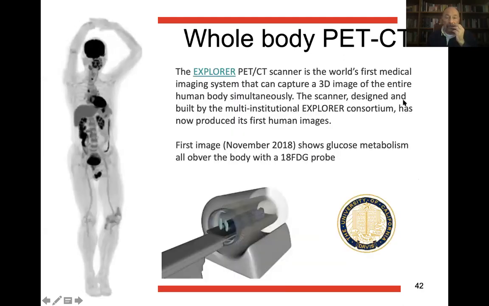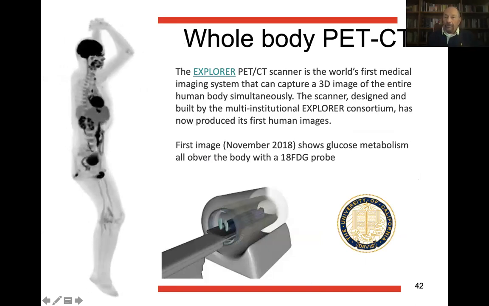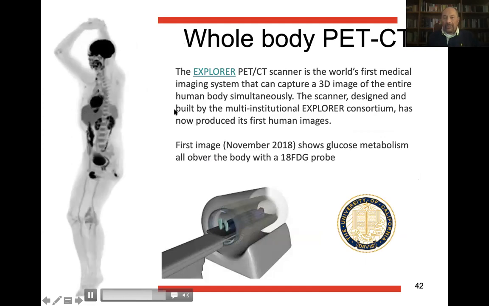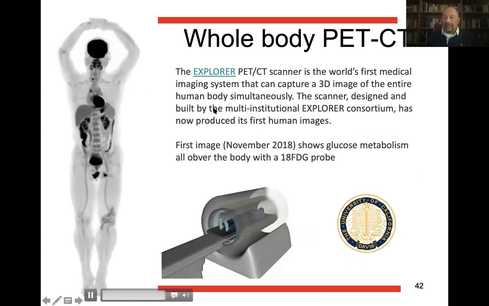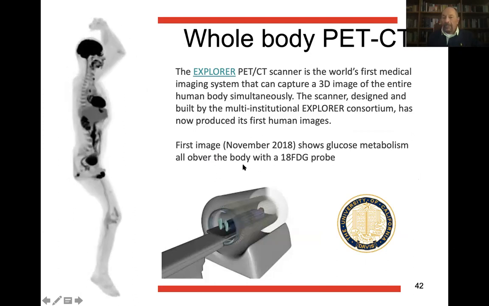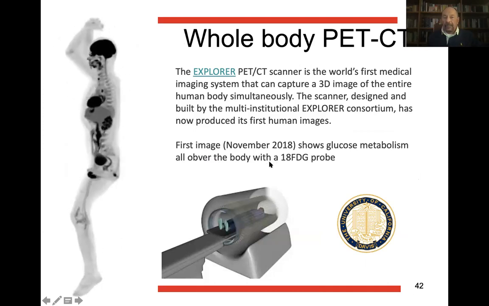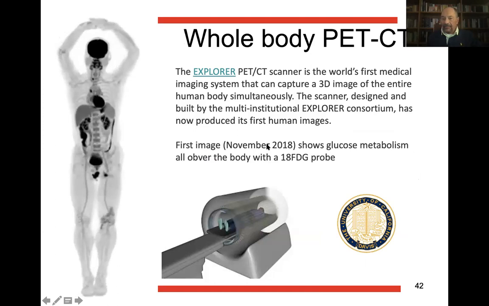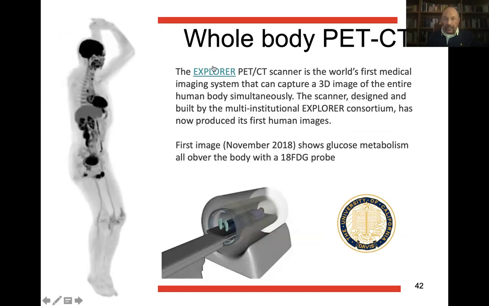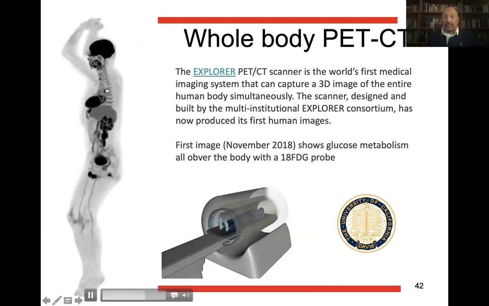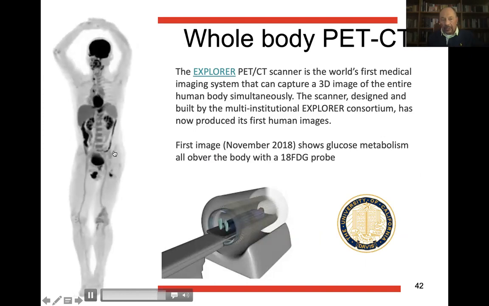You can also get now these beautiful whole body PET CT scans. Look at how nice this image is. This is a very recent image. It's not a cancer. It shows glucose metabolism all over the body with an 18 FDG probe. This is a very recent one from University of California, Davis. It's called the Explorer PET CT, and it is a whole body scan. So you see everywhere the use of glucose.